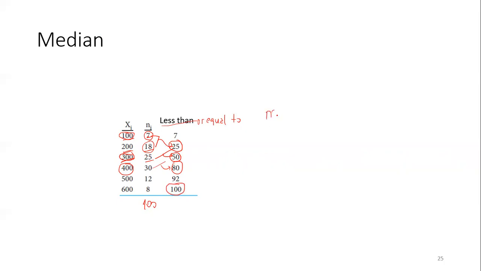So what is the median? Remember, median is, if there are an odd number of observations, the one at the middle. Here it's even, so what you should do is you should just take the average of x50 and x51, right? So what is x50? x50 is equal to 300, right? And what is x51? x51 is equal to 400. Take the average. So the median of this data is equal to 350, okay?